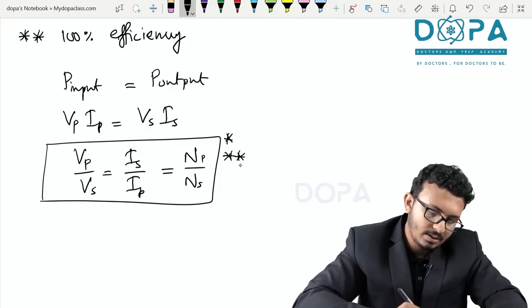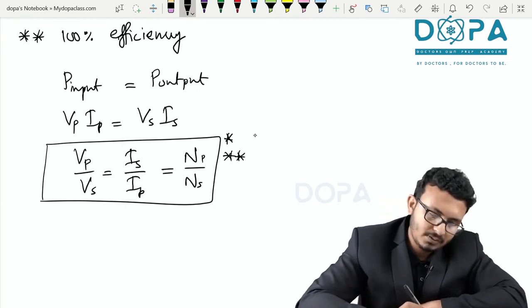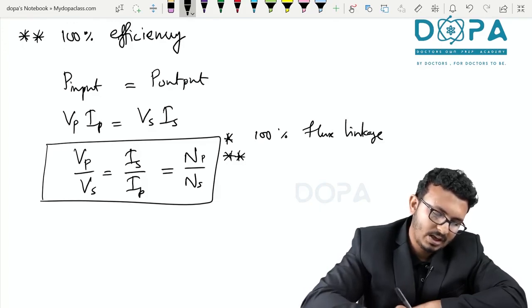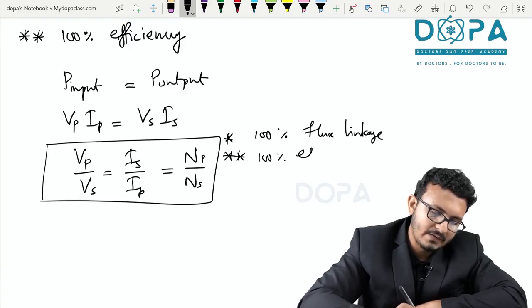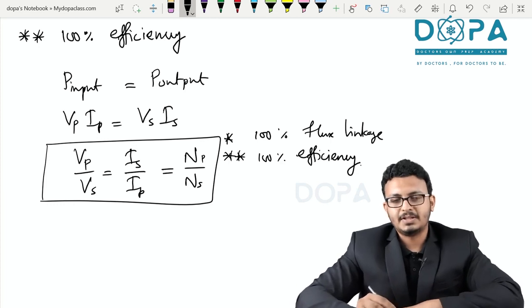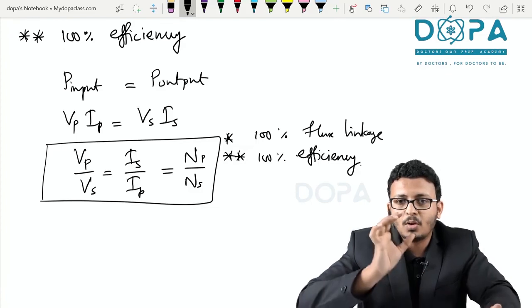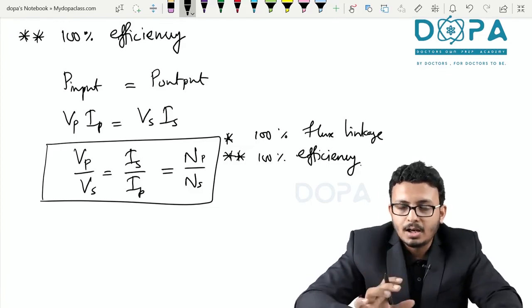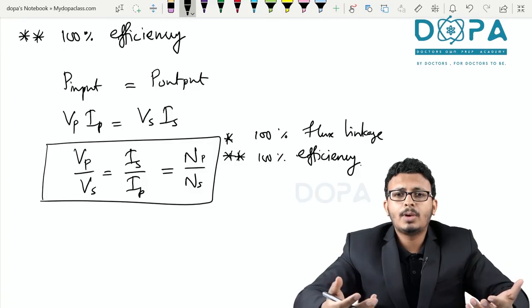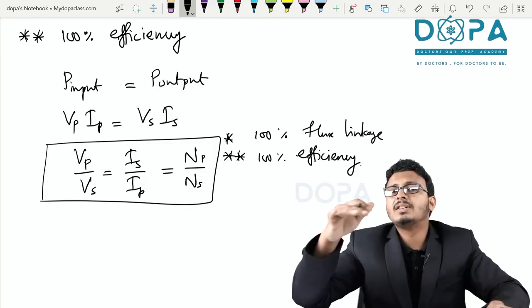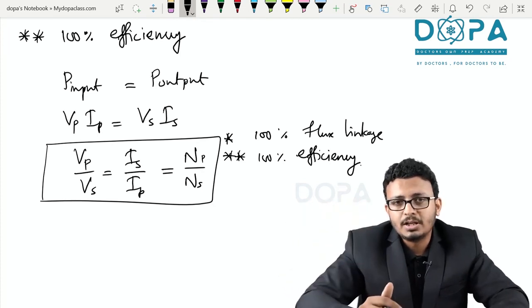Having two conditions, what are they? 100% flux linkage, always remember that, and 100% efficiency. So these are the results related to transformers. It works only with alternating current, because magnetic induction happens only when there is a change in voltage or change in current. Constant DC does not create any change in voltage or current.